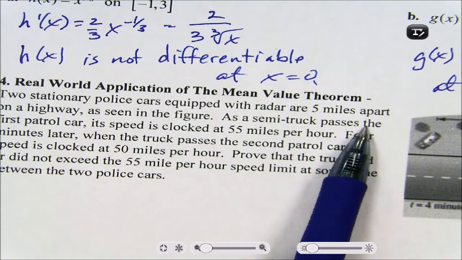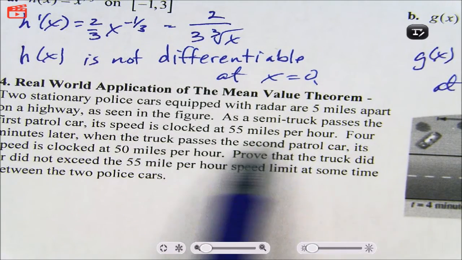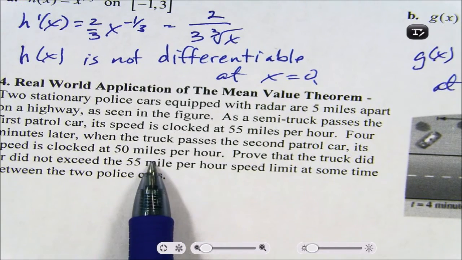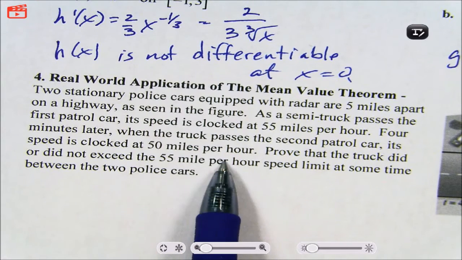As a semi-truck passes the first patrol car, its speed is clocked at 55 miles per hour. Four minutes later, when the truck passes the second patrol car, it's clocked at 50 miles per hour. Prove that the truck did or did not exceed 55 miles per hour.